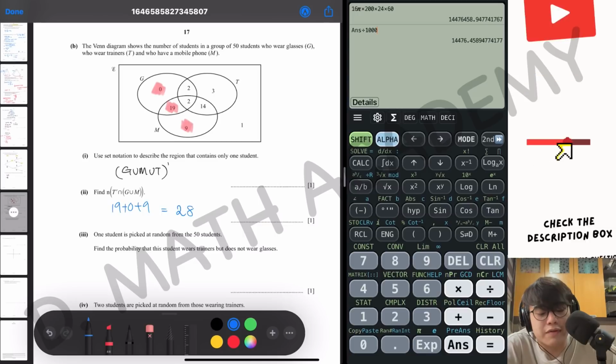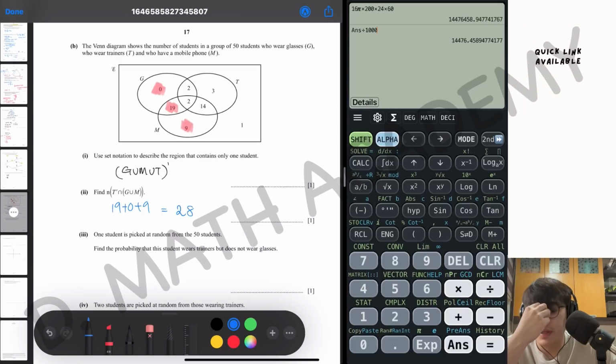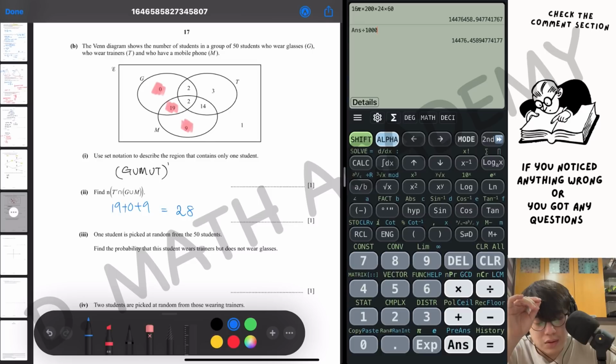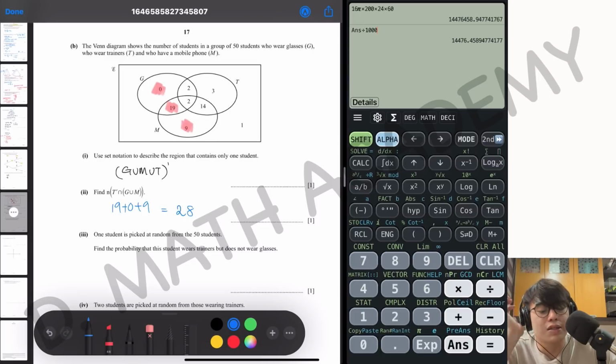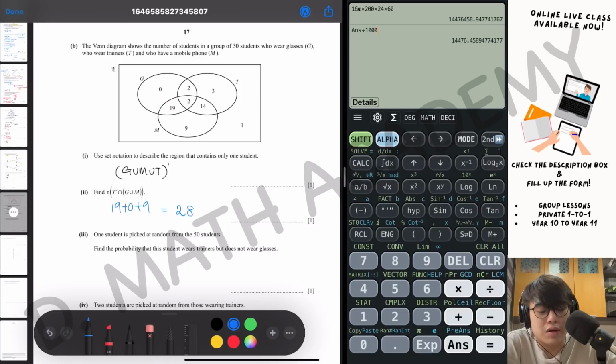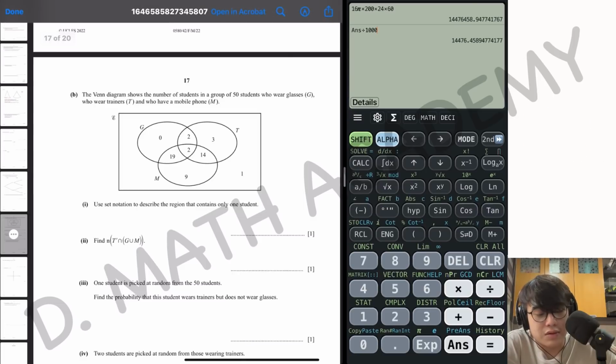One student is picked at random from the 50 students, and then the probability that the student wears trainers but does not wear glasses. Wear a trainer but does not wear glasses. So for this particular part, they were trying to tell you that it is wearing trainers but no glasses.